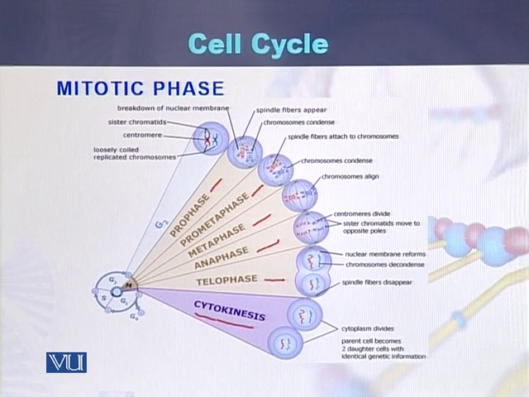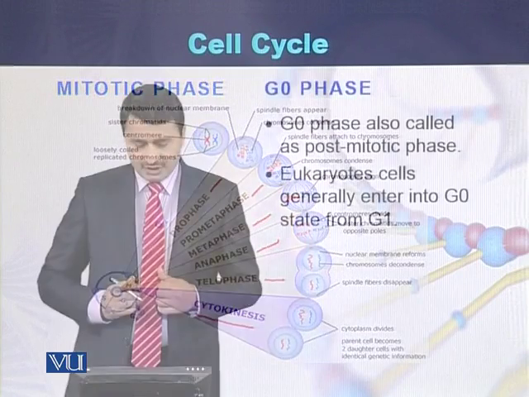One is interphase, where the cell gets the nutrients, performs the replication of the DNA or the genetic material, and enlarges so that it becomes ready for the division. While the second phase is called mitotic phase. In mitotic phase, a single cell divides into two daughter cells.